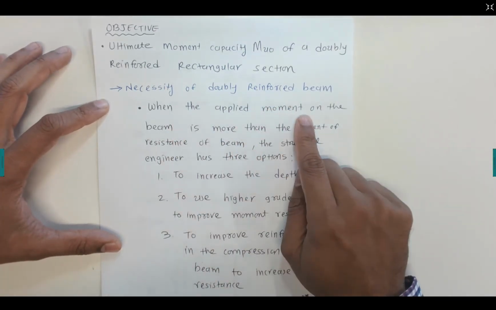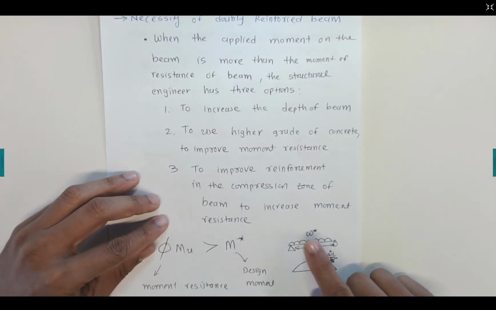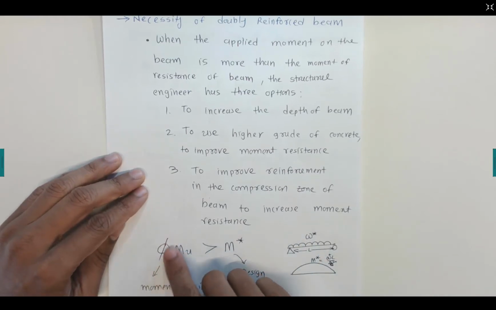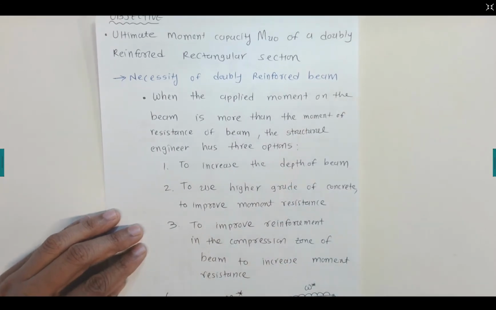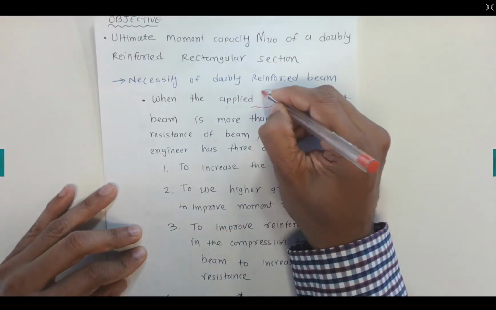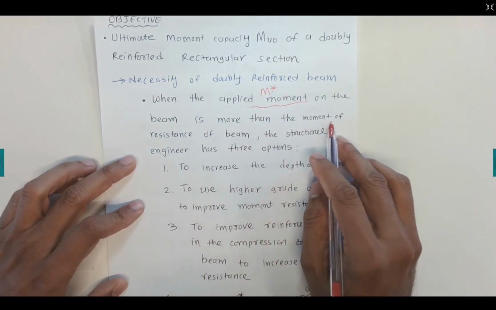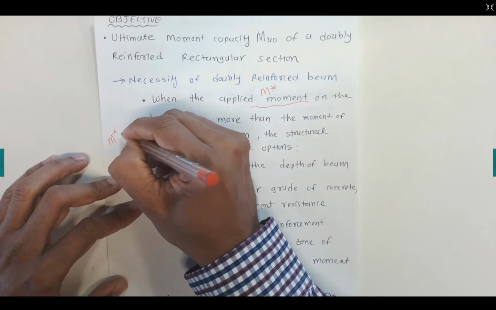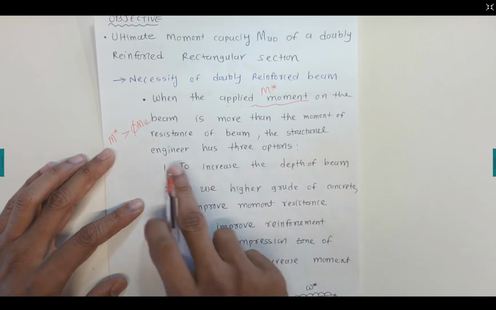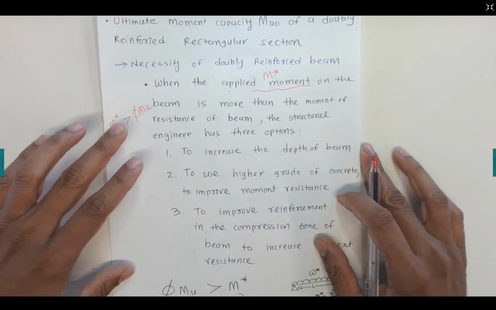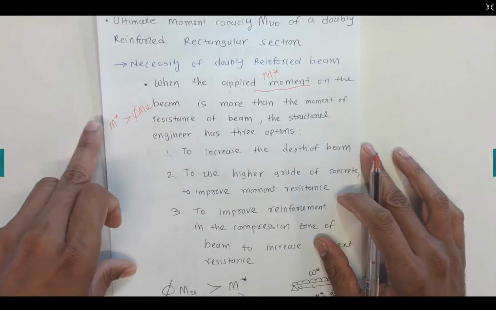When you calculate the applied moment, the M star value, using structural analysis, and it is more than the moment resistance, the capacity of the beam, then the structural engineer has three options. We can't use these cross sections because their capacity is lower and they cannot carry the required moments.